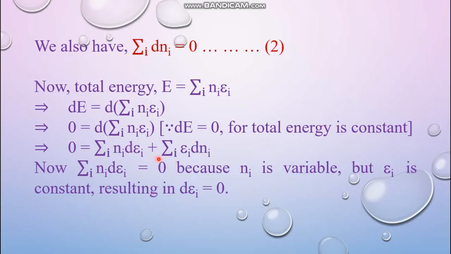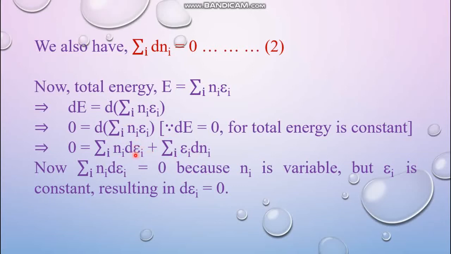Now which term is 0, this one or this one? Can you say? As I have already said, ni is not a constant. N is a constant, but ni is not a constant because the number of particles in any energy state can vary. So dni cannot be 0 because ni is a variable term, while the energies are constant for each energy level. They are quantized and they are fixed.